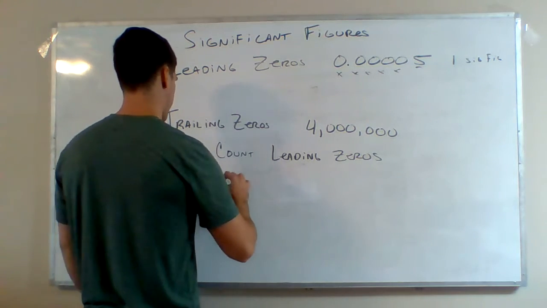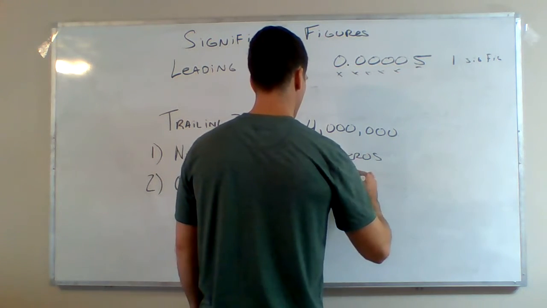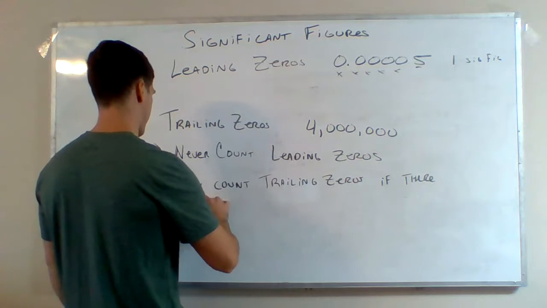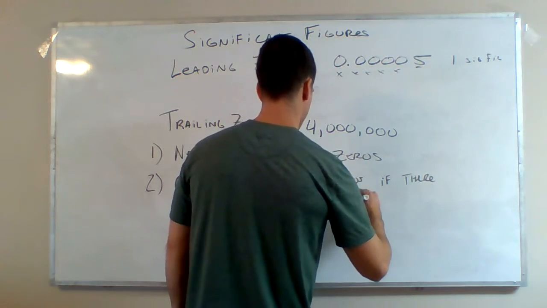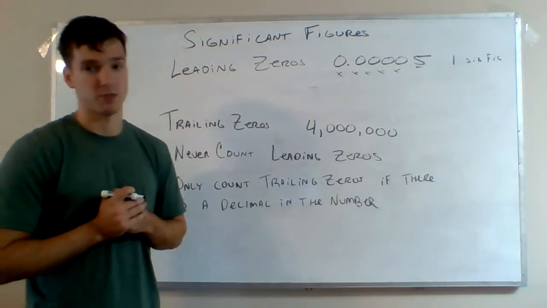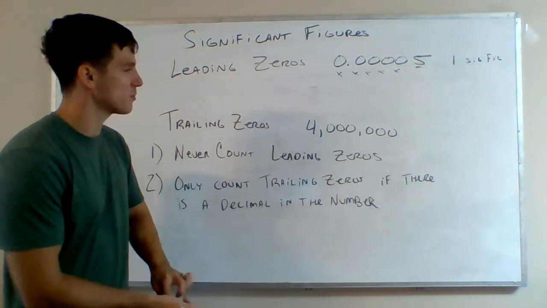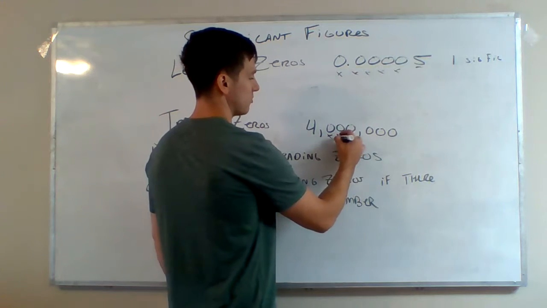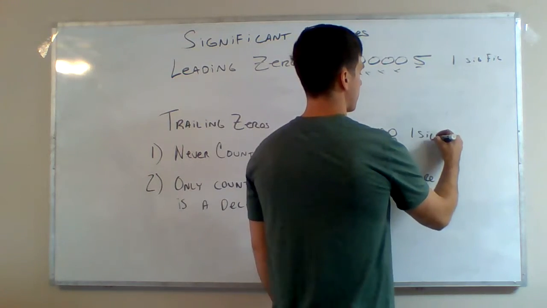Two, only count trailing zeros if there is a decimal in the number. So I'm never going to count trailing zeros either unless there's a decimal in the number somewhere. If I look at my example up here, I got all these trailing zeros. Is there a decimal anywhere in this number? No. So I'm not going to count any of those zeros because there's no decimal there to make me count them. So here I also only have one sig fig.